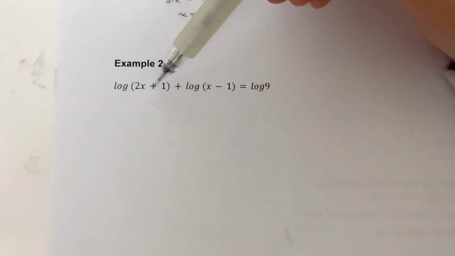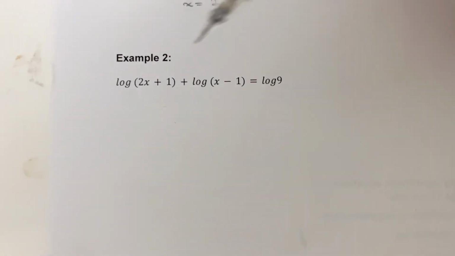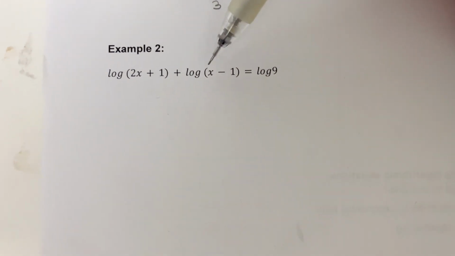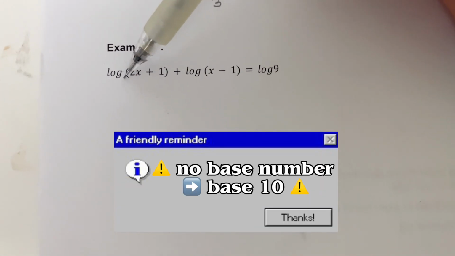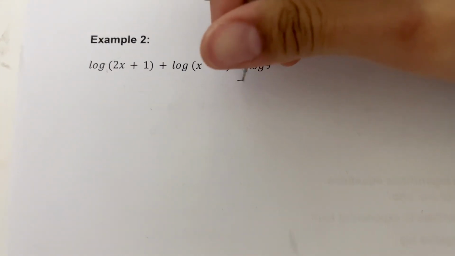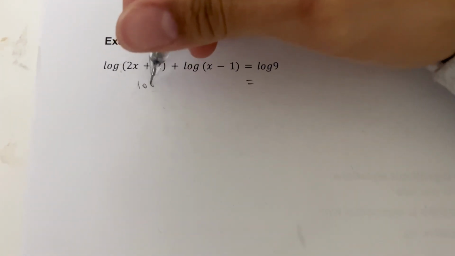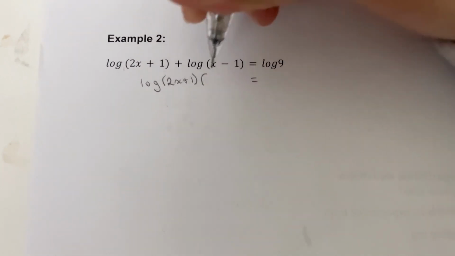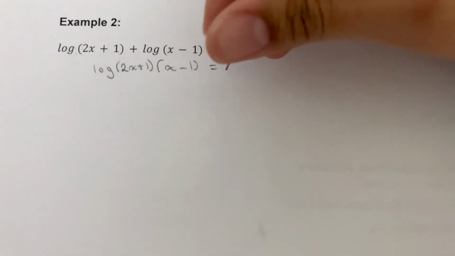So here we have log of (2x plus 1) plus log of (x minus 1) equals log 9. So here we have a log plus a log with the same base. And if there's no base number here, you can assume it's log base 10. If we look back to our log product rule, we have log xy equals log x plus log y. What we can do here is combine our like terms and put log (2x plus 1) times (x minus 1). So the brackets are multiplied together equals log 9.